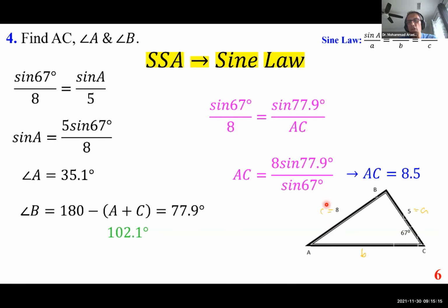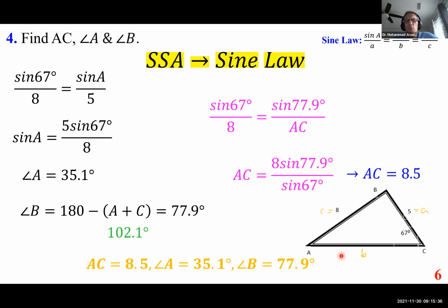I don't see any units given. We just give it without units back. And to be on the safe side, we write all of them again. So we have AC at 8.5, angle of A 35.1 degrees, angle of B 77.9 degrees. So all the missing values are found.